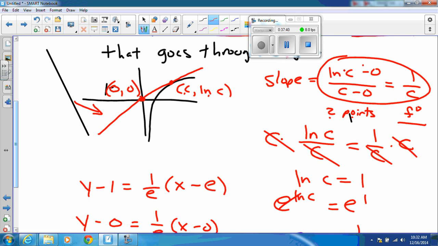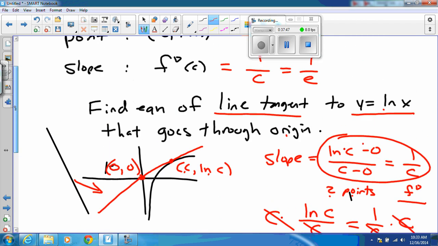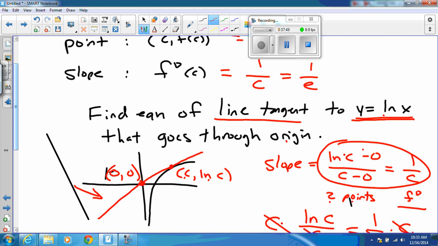Oh, so after I got the ln c over c, I differentiated it. So I did not take the derivative of ln c over c. I took the derivative of my curve because I'm looking for the line tangent to this curve. And the slope of the line tangent is the derivative. Oh, that's the concept. Yeah.